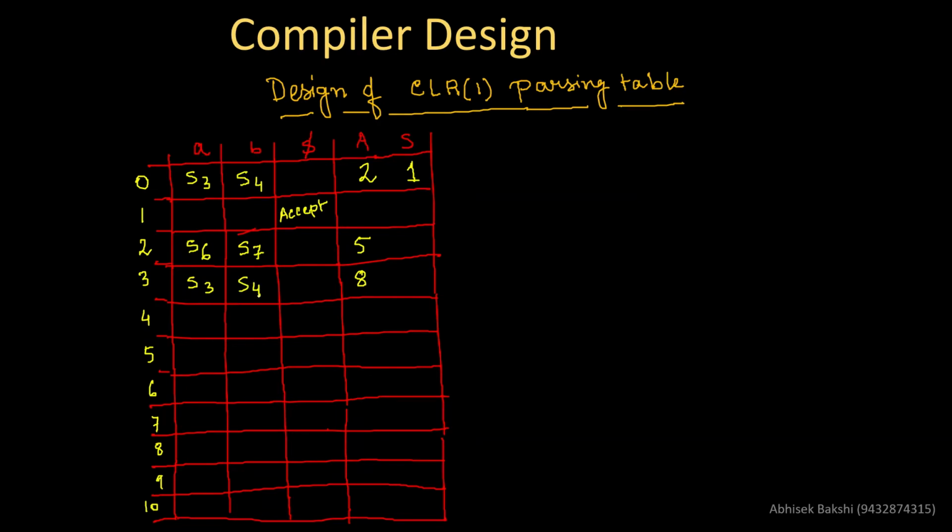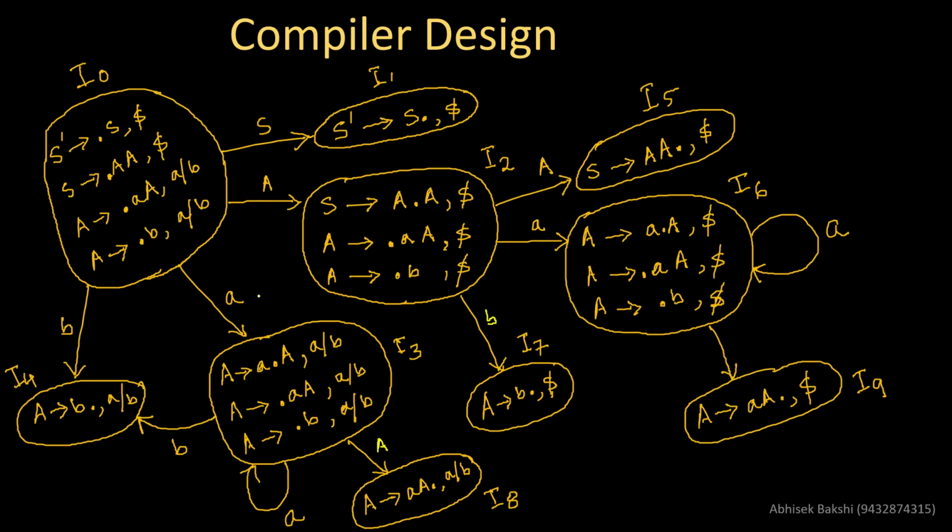Fine. What about fourth state? The fourth state is the final item state. So I'll not touch this right now. Fine. Forget about this. It contains final item. Let's go for I5. What is I5? I5 is again final item. I'll not touch right now. I6. I6 is not final item. It does not contain any final item.